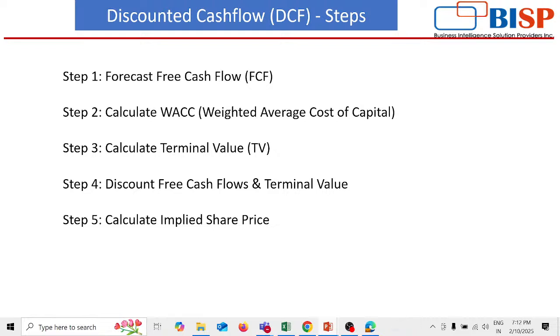To perform discounted cash flow, these are the following steps. First one, you have to forecast free cash flow. Step 2, you have to calculate weighted average cost of capital, also known as WACC. Then we're going to calculate terminal value. We'll discount the free cash flow and terminal value that we have calculated earlier in step 1 and step 3. We're going to discount it, and on the basis of that discount rate, finally we're going to calculate the implied share price.